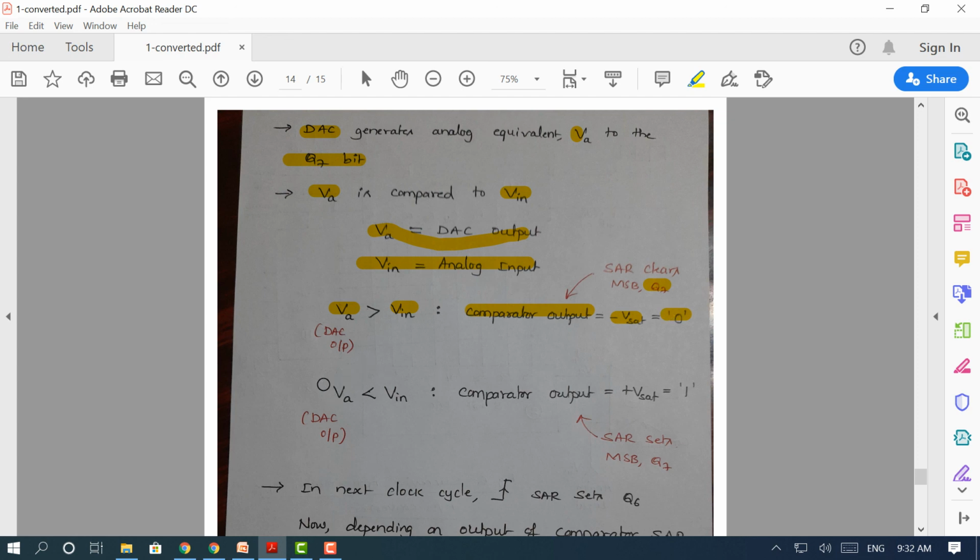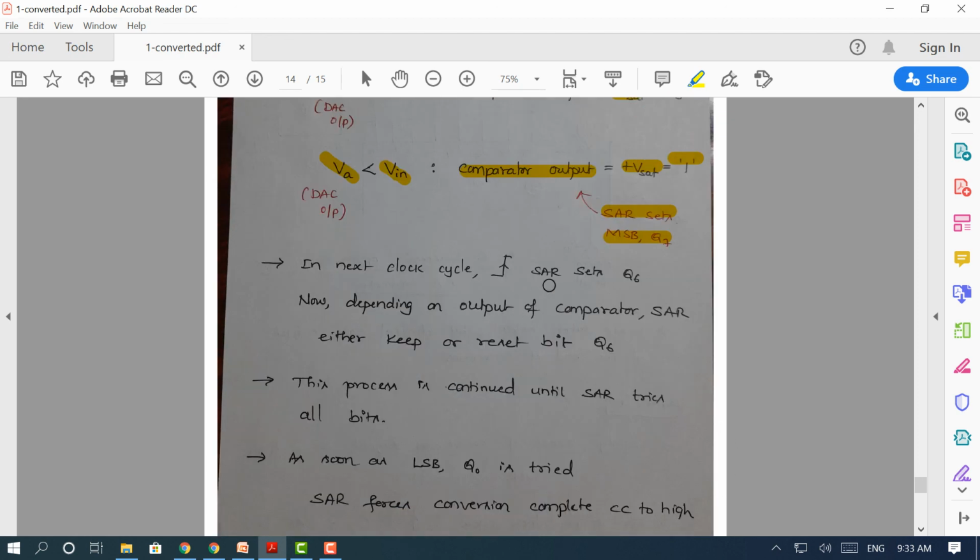Otherwise, if the DAC output VA is less than the analog input voltage, the comparator output is at plus Vsat, because VA is less compared to Vin. Logically it is equivalent to 1. Now the SAR will set the Q7 bit, the MSB. So whether the Q7 bit has to be set or reset depends on this condition. For VA greater than Vin, Q7 will be reset. For VA less than Vin, Q7 will be set.